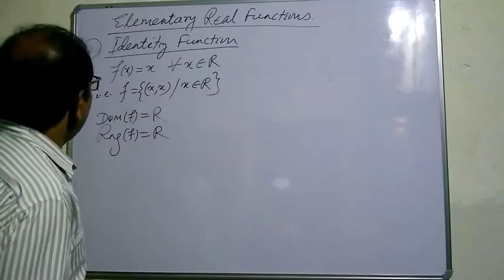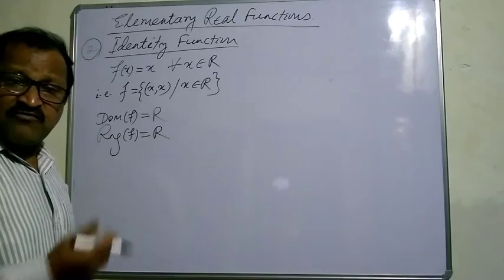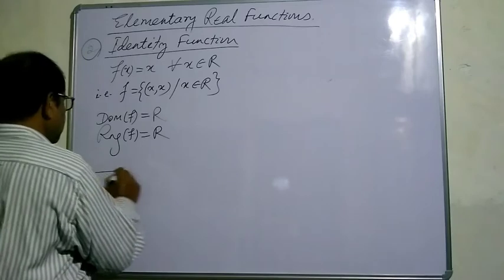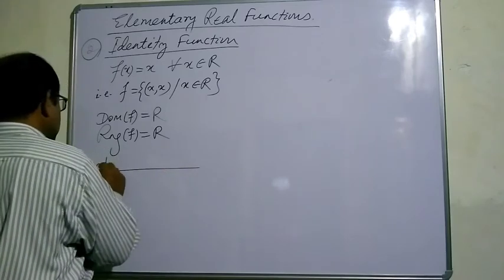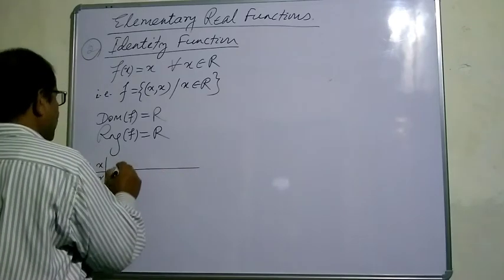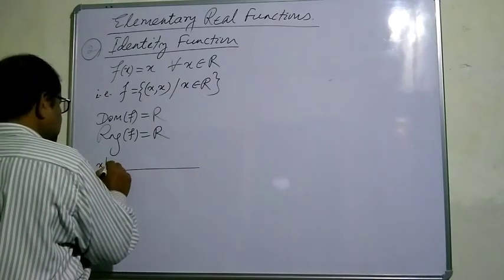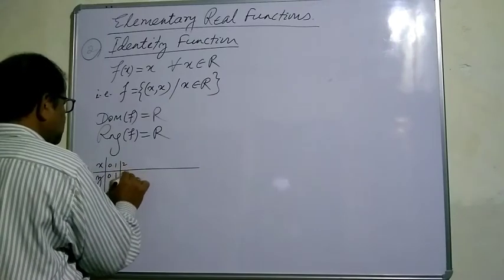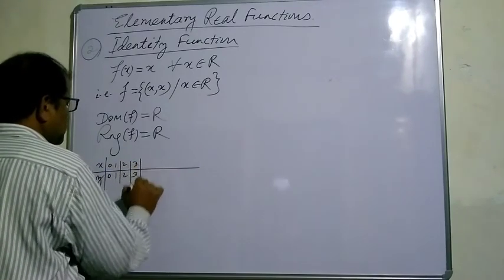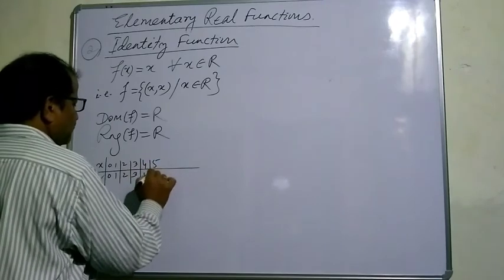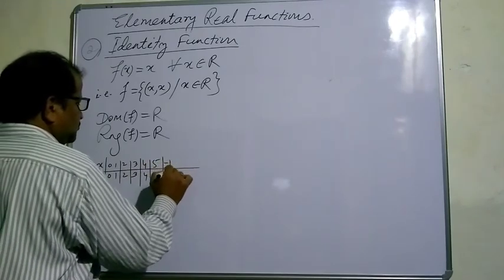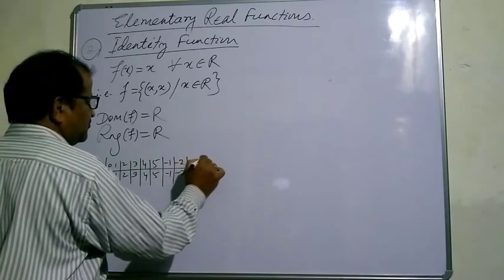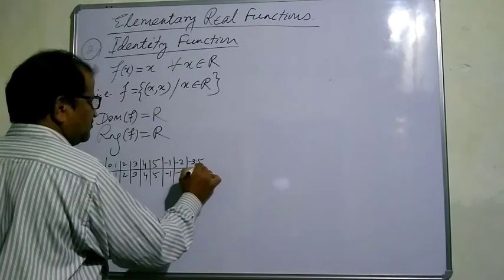Then we have to draw the graph of this function. What will be the graph? We have to take some points. It is x, it is y. x, 0 means it is 0, 1 means it is 1, 2 means it is 2, 3 means 3, 4, 4, 5, 5, minus 1, minus 1, minus 2, minus 2, minus 3.5, it is minus 3.5, like this.